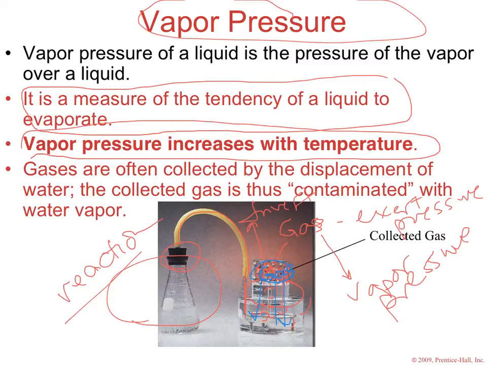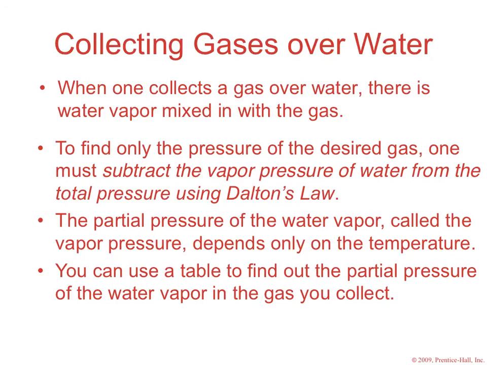And so you have a way to collect your gas and measure the volume of how much you've made, but it will be wet. It'll be contaminated with water vapor. So before you can calculate exactly how much gas you have, you have to account for the water vapor mixed in with it. So we use Dalton's Law to do that, okay? So just to repeat what I said on the last page, when you collect a gas over water, the gas you're going to collect will be mixed in with water vapor.